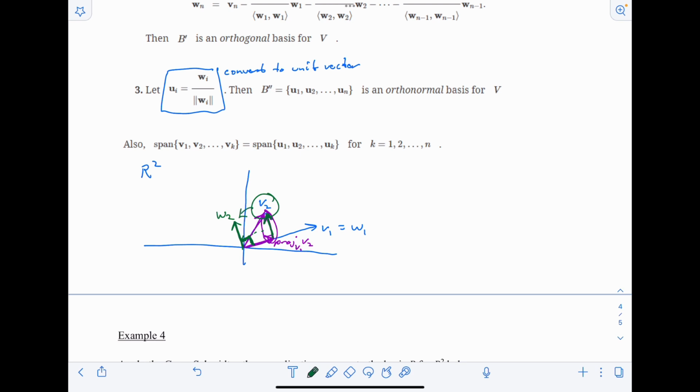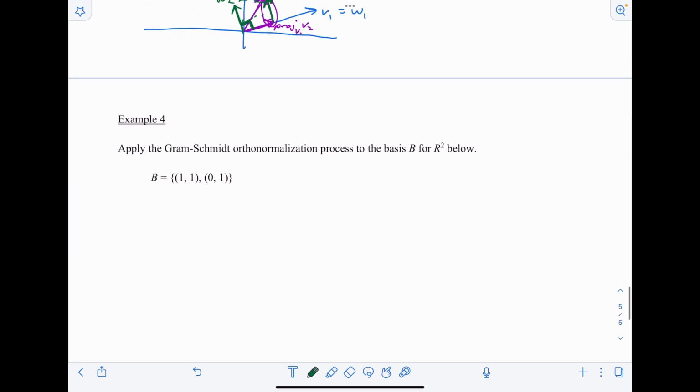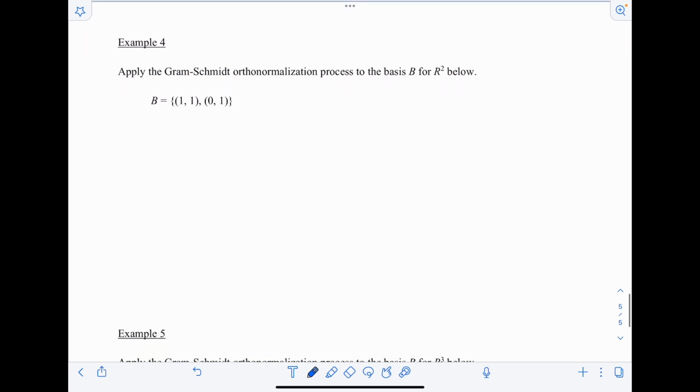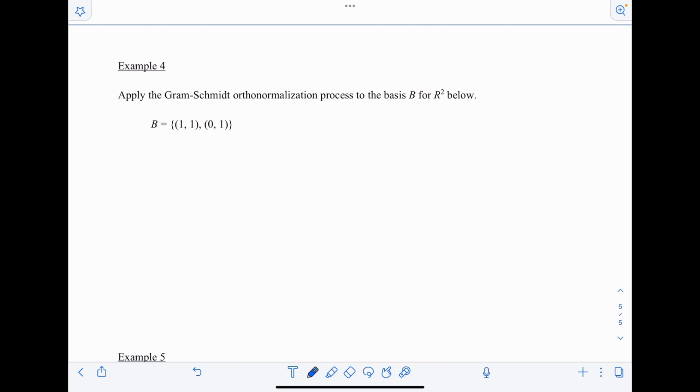Okay, so let's go ahead and do an example of this. We're going to do two examples. We'll do one in R2, and then we'll finish this lesson by doing this in R3. So it very simply says apply the Gram-Schmidt process to the basis B for R2 below. So again, step one, we have to have a basis. So we've got our basis (1, 1), (0, 1). If I call this V1 and this V2, we're going to start by just saying that W1 is going to equal V1, or the vector (1, 1).